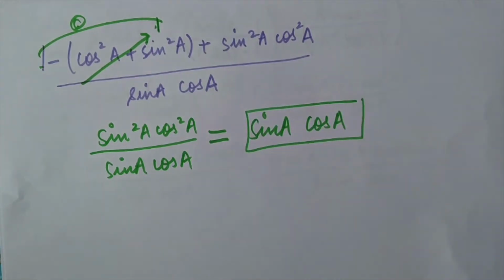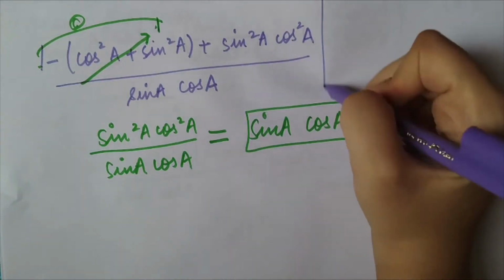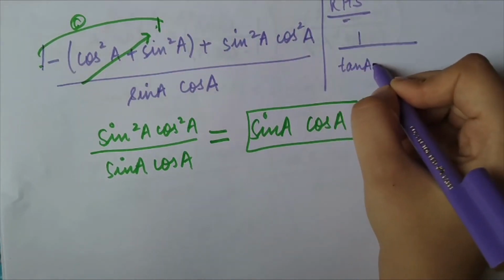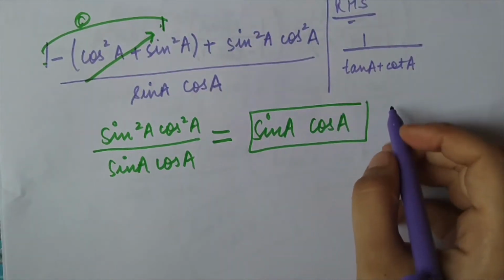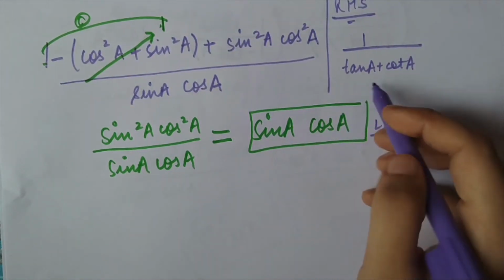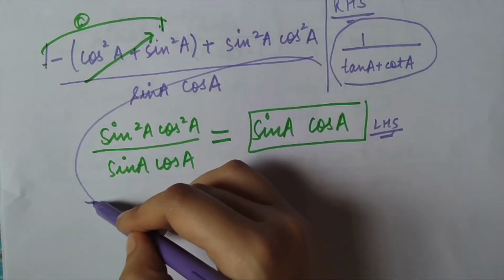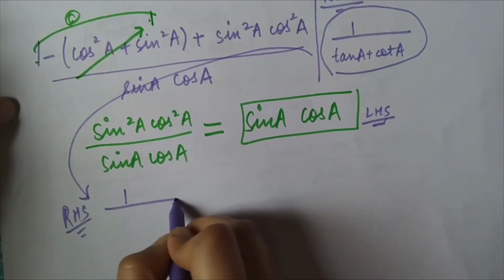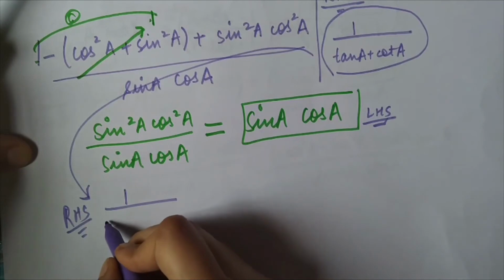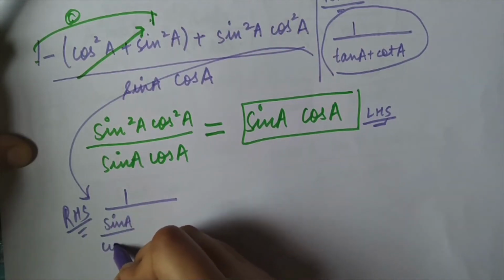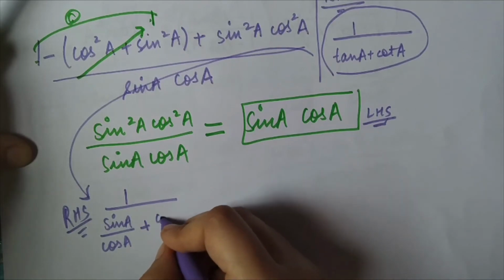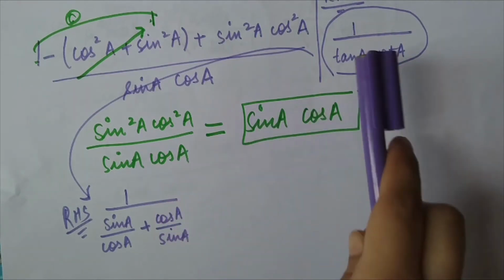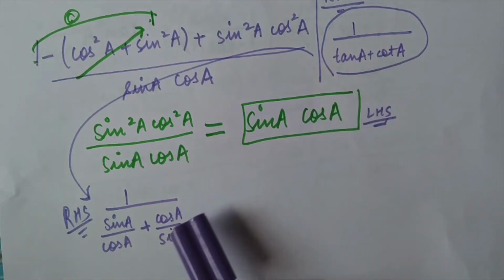But on the right hand side we have another term, that is 1 by tan of A plus cot of A. Now on the left hand side we have everything in terms of sine and cos. What I will do is convert the right hand side into terms of sine and cos. So I will write the right hand side: 1 by tan A is sine A by cos A, plus cot A is cos A by sine A. I hope you remember these two: tan A is sine A by cos A and cot A is cos A by sine A.